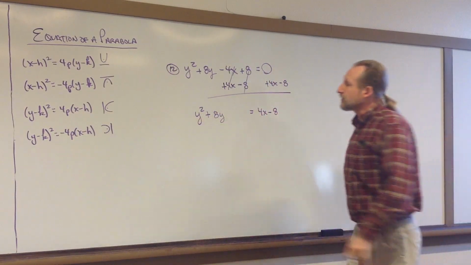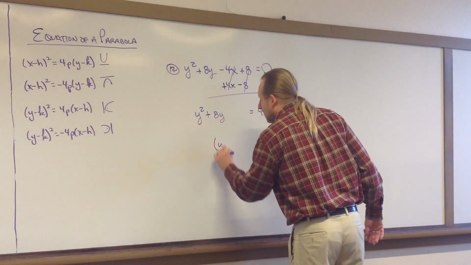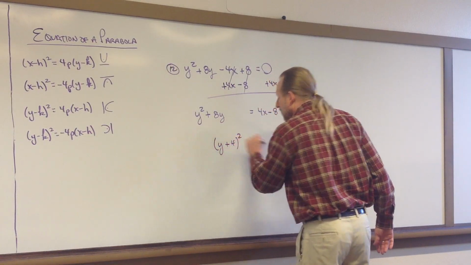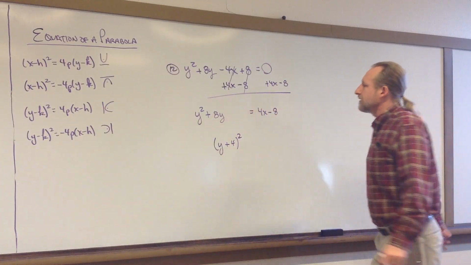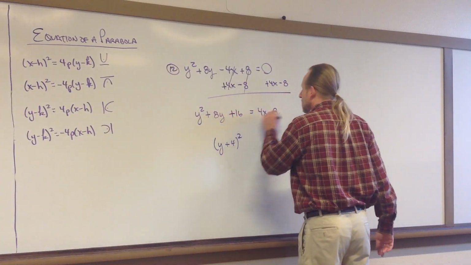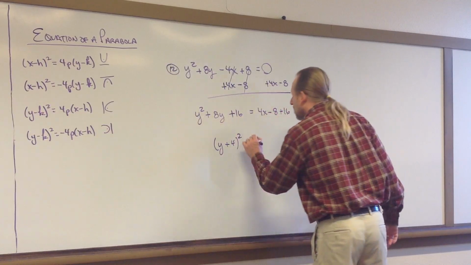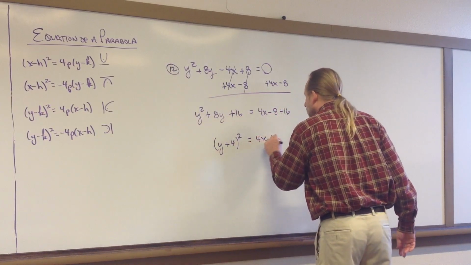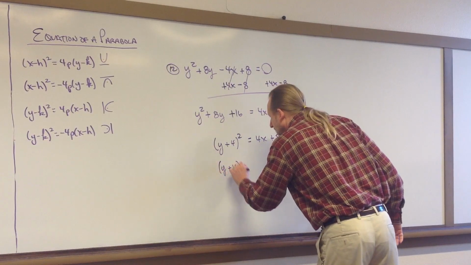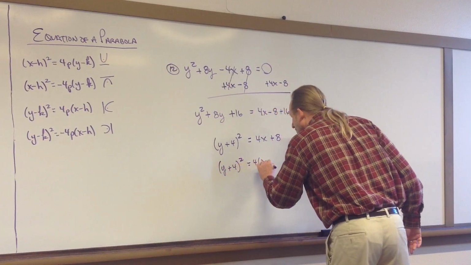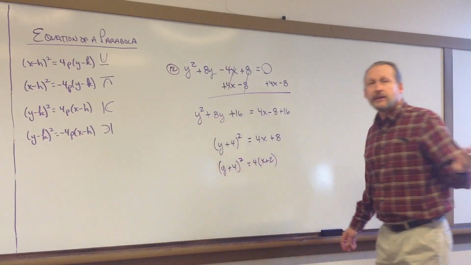Remember, to complete the square, we need to cut that 8 in half and then add 4 squared to both sides. Plus 16, plus 16. This will be 4x plus 8. And then the last thing I'll do here is factor out that 4. And there's our standard form.